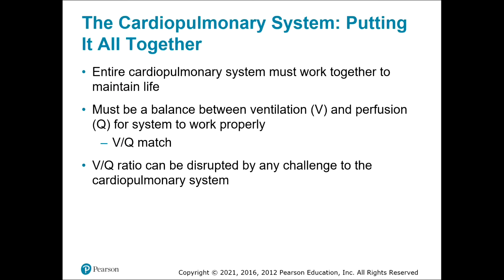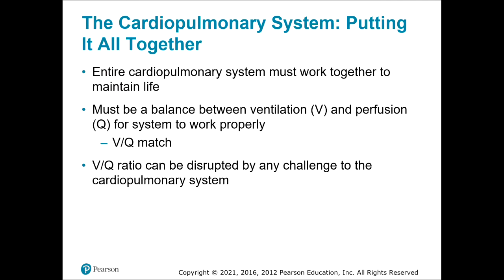So putting it all together, the cardio and pulmonary system. The entire cardiopulmonary system must work together to maintain life. They must work in unison. They must be able to balance between ventilation and perfusion for the system to work properly. That's called the ventilation perfusion match, or VQ match. The VQ ratio can be disrupted by any challenge to the cardiopulmonary system. That results in what's called a VQ mismatch.